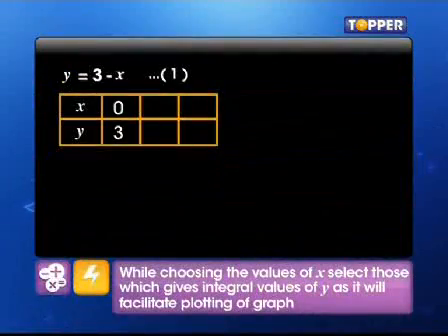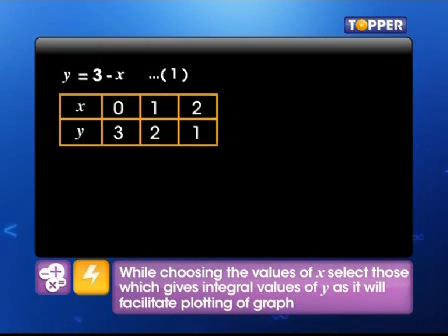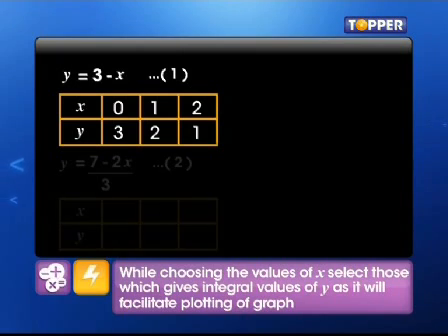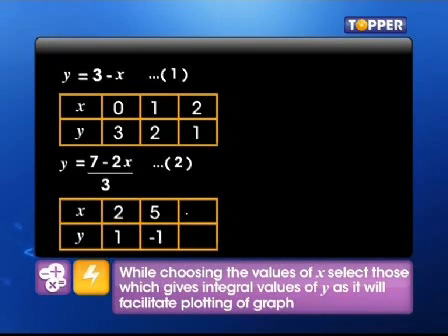Now all these values that we've got, let's put all these values in table form. So when x is 0, y is 3, when x is 1, y is 2, when x is 2, y is 1. Similarly, for the second equation, when x is 2, y is 1. X is 5, y is minus 1. X is minus 4, y is 5.